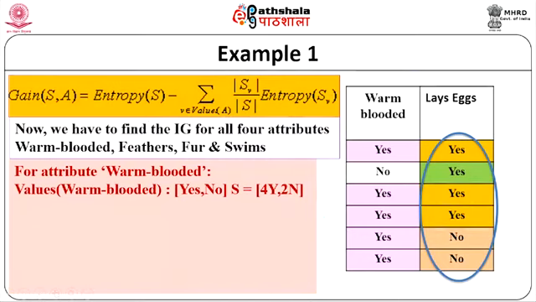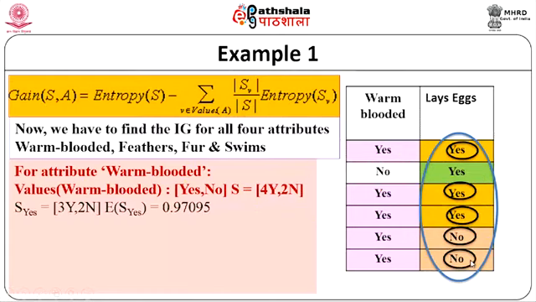You first take warm blooded, and this is the target attribute. Now, for the attribute warm blooded, the values are yes or no, and overall you have 4 yeses and 2 no's. Now, this warm blooded can have yes or no. For yes you have 5, so the subset is 3 yeses and 2 no's for all the yes values that we have shown here.